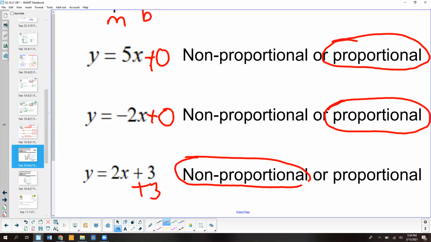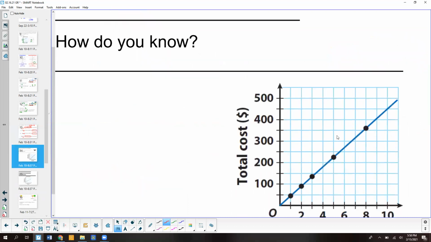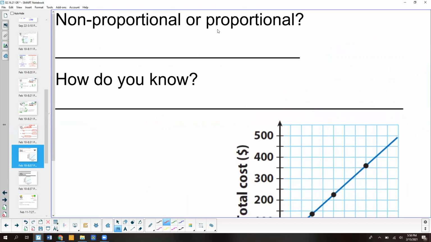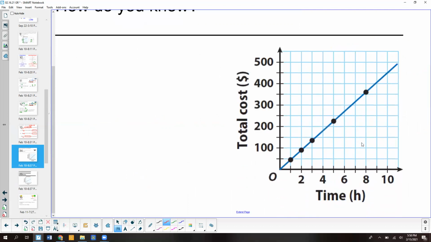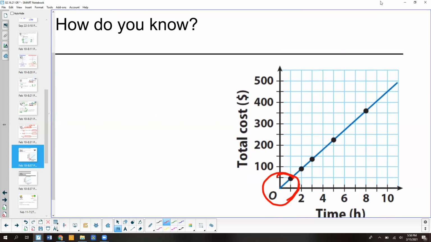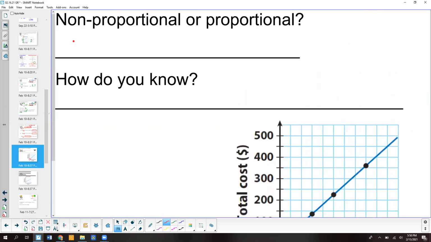All right, so this shouldn't be too different from what we've been talking about recently. Let's look at this graph. Is it proportional or non-proportional, and how do you know? So this is going to be something that's going to appear on a quiz in the future. So we're looking at this line. It's straight, so it's linear, creating a straight line. It's a constant relationship, and it's going through the origin. So if it's going through the origin, it's going to be proportional. How do we know? Because it goes through the origin.